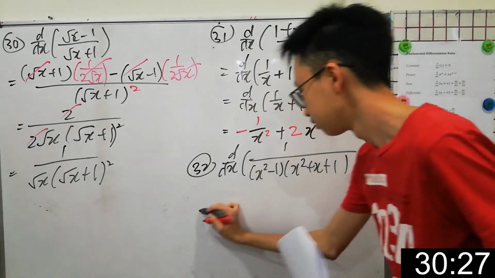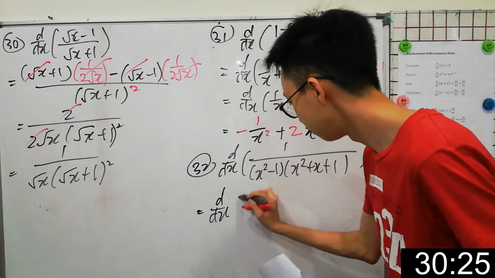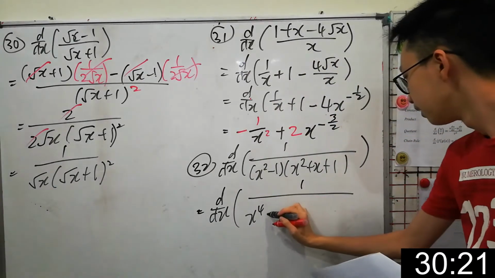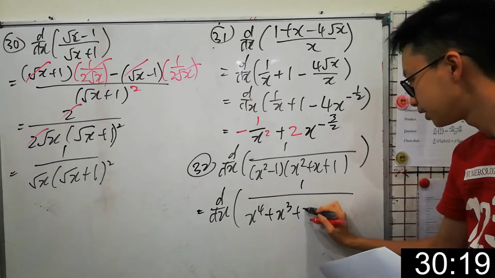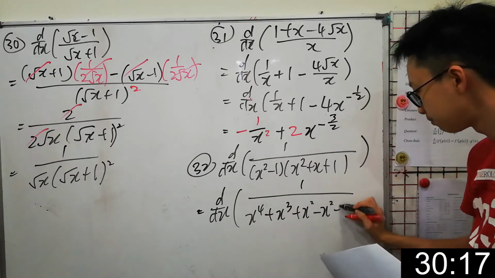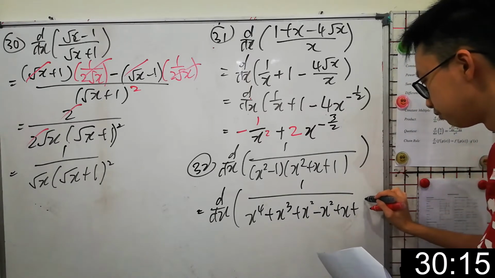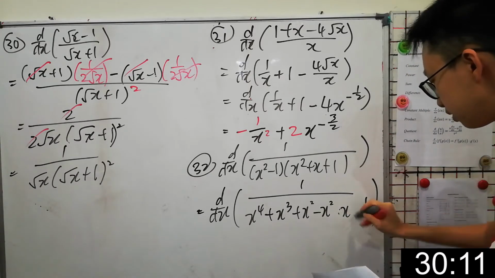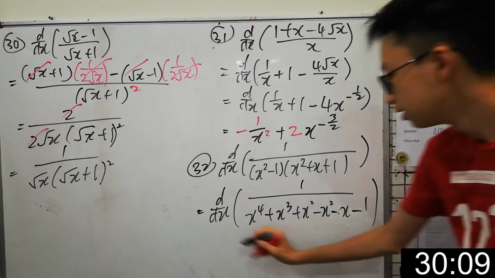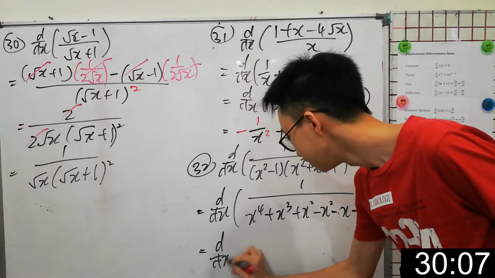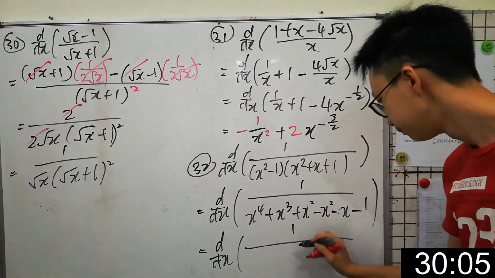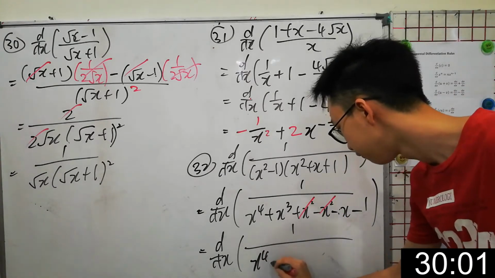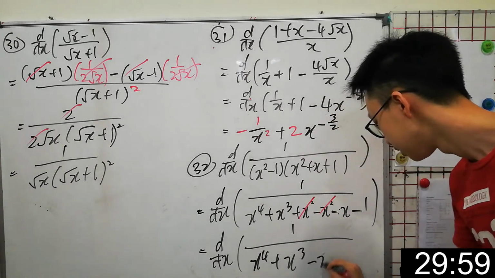Okay, so it's d/dx of 1 over x to the 4th plus x cubed plus x squared minus x squared plus x plus 1. This is a minus, sorry. Both of them should be minus. Okay, minus. Then you group all the like terms. 1 over, this and that can cancel. It's x to the 4th plus x cubed minus x minus 1.